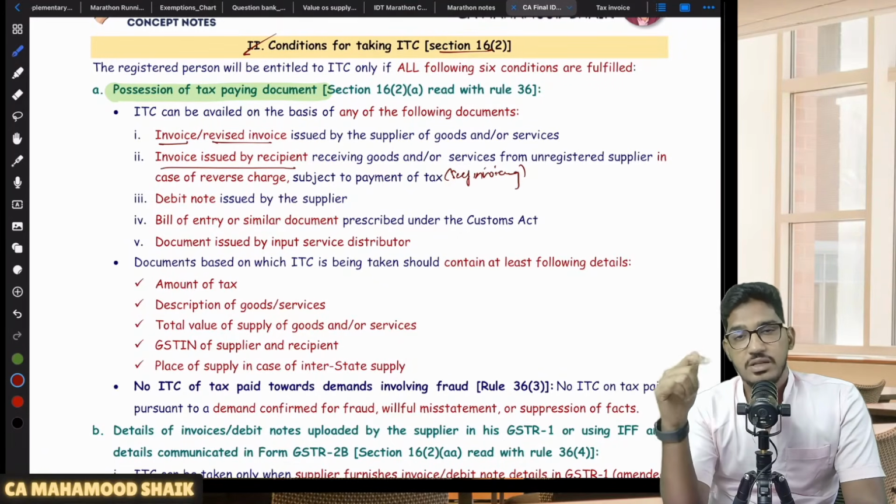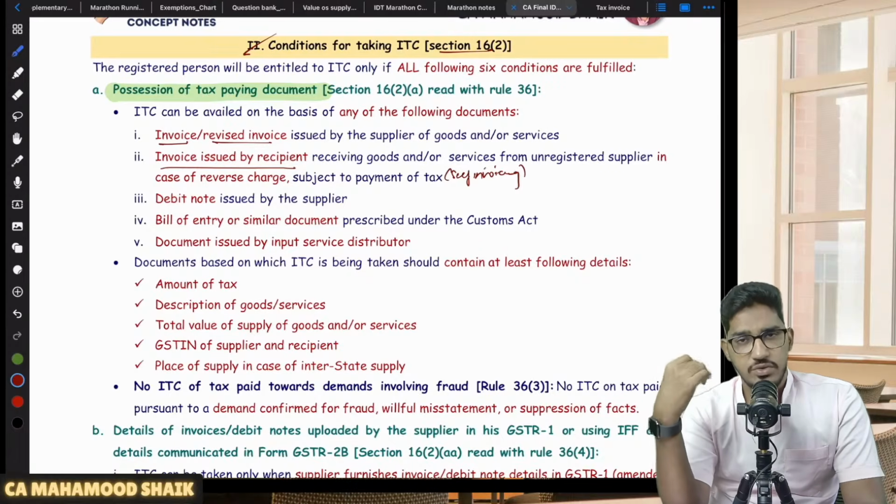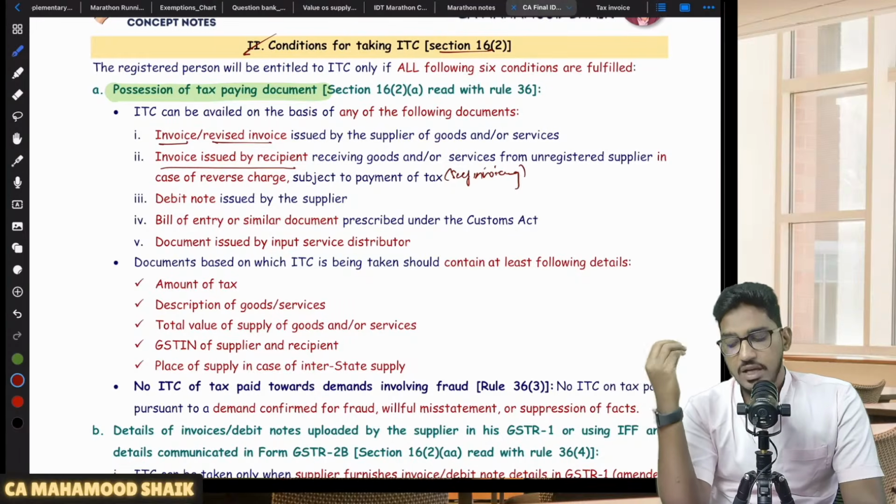In that case, the recipient himself has to do the self-invoicing. Even that self-invoicing could be a valid document for availing the input tax credit.